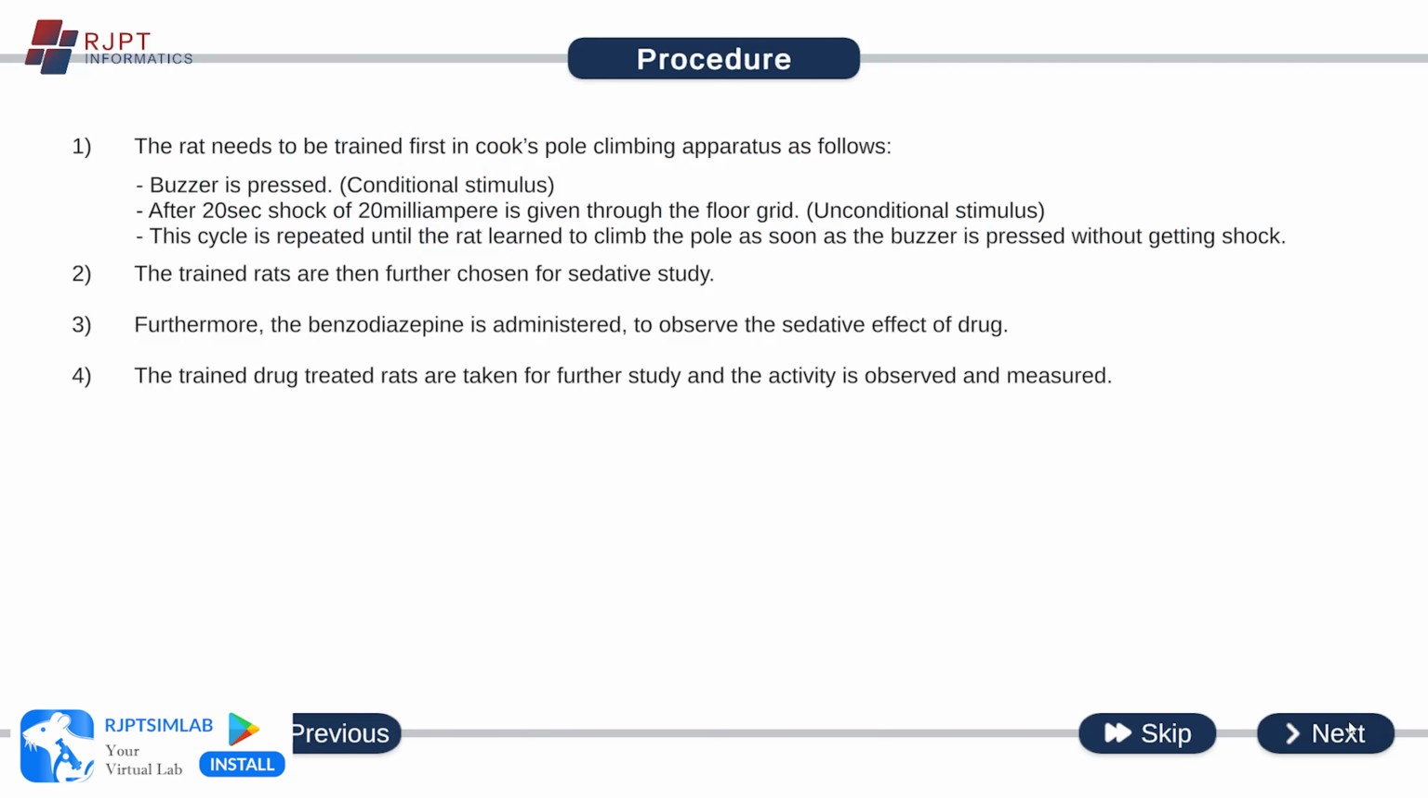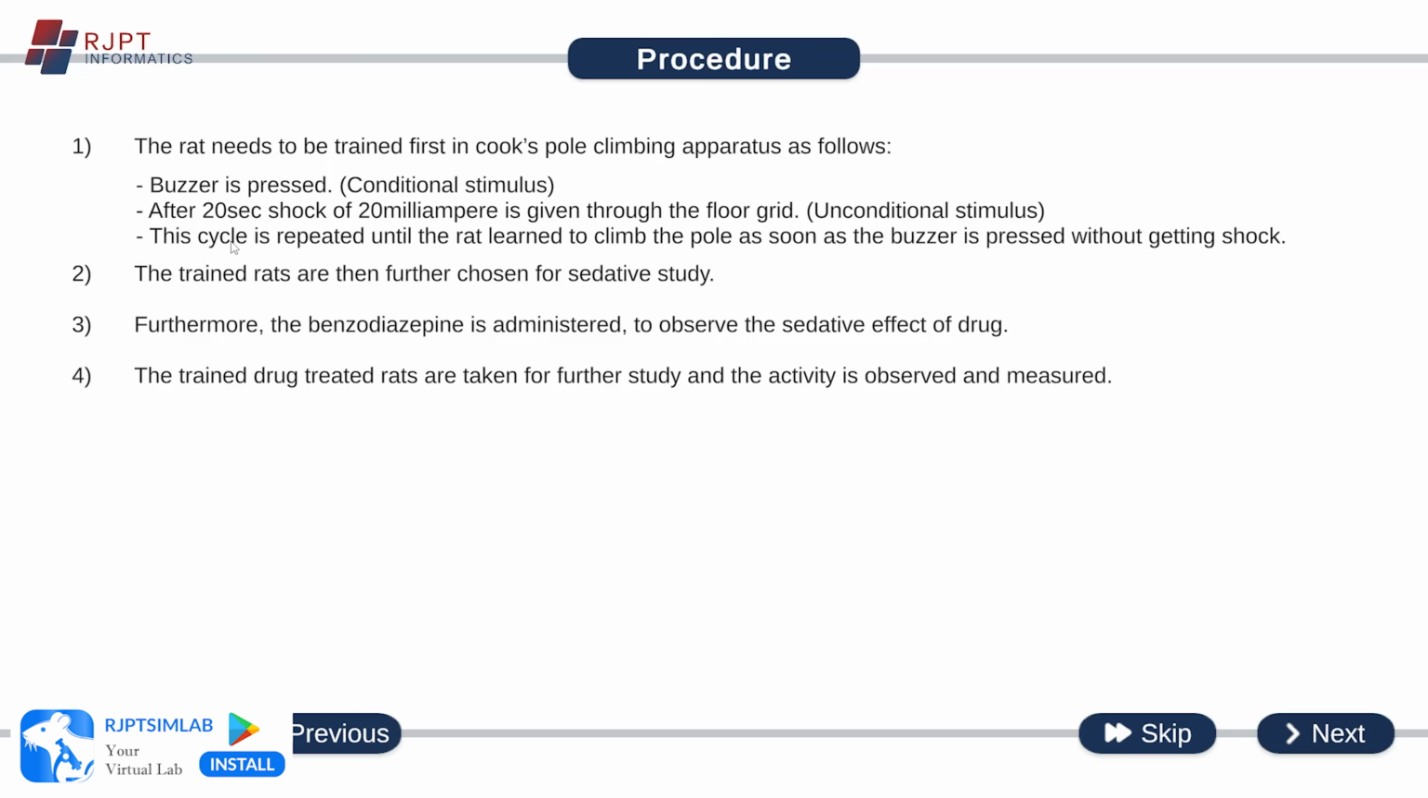Let us see the procedural part. The procedure says the rat needs to be trained first in the Cook's pole climbing apparatus. So before performing the actual experiment, we have to train the rats. How do we train them? First, we place the animal inside the Cook's pole climbing apparatus. After placing them inside the chamber, the buzzer is pressed. The buzzer is a conditional stimulus. This is when we start the buzzer.